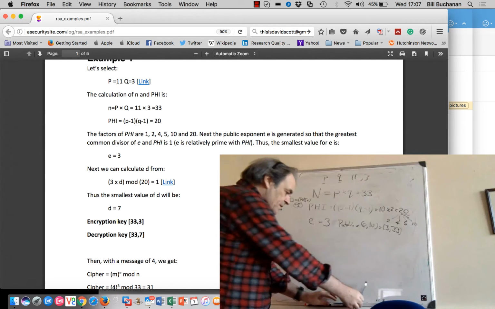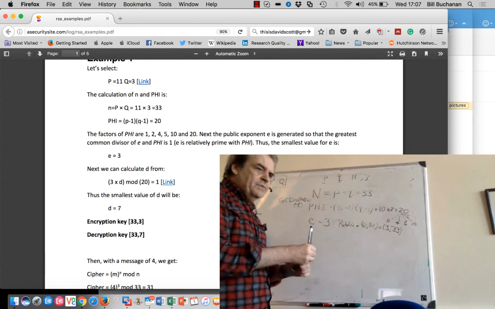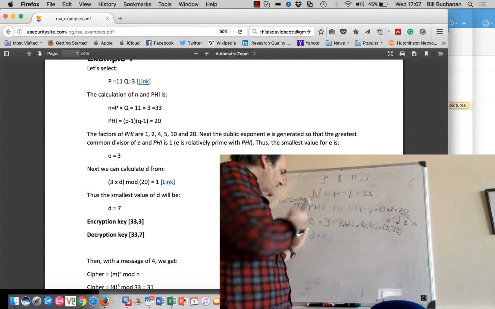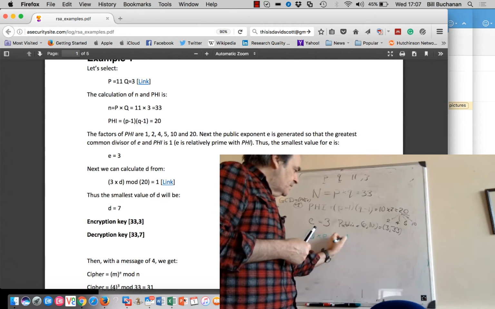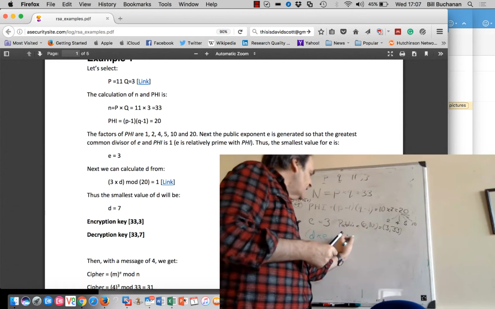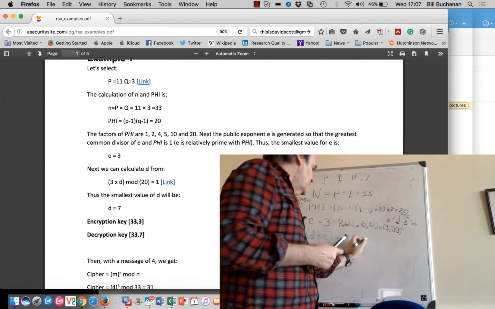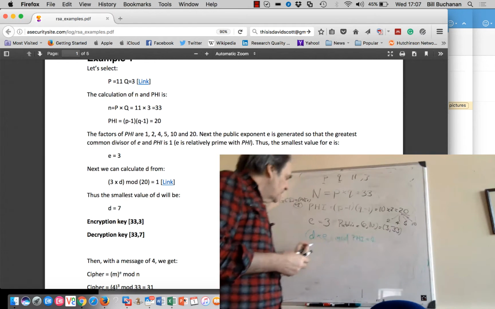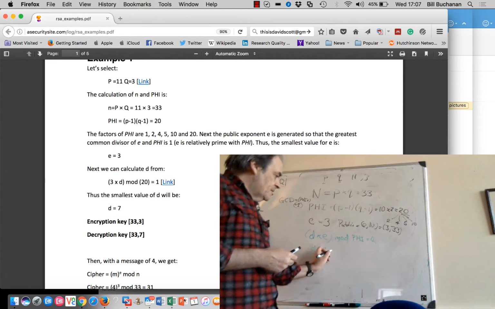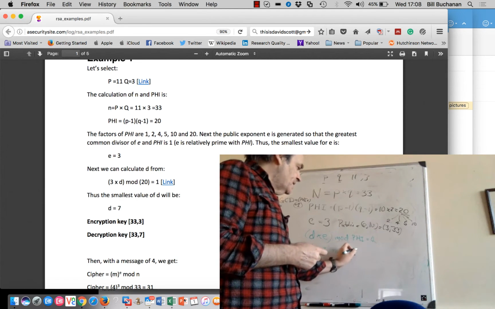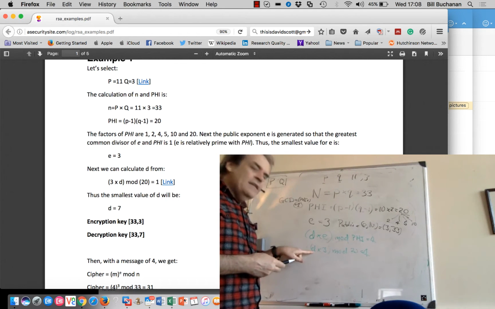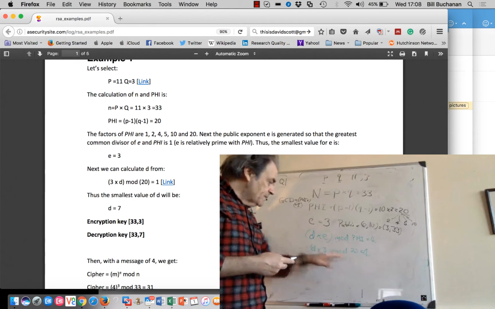Now we must determine what the decryption key is. So D times E mod phi is equal to 1. So D times 3, we take the mod of 20, is equal to 1. What we must do now is find the value of D which will make this true.